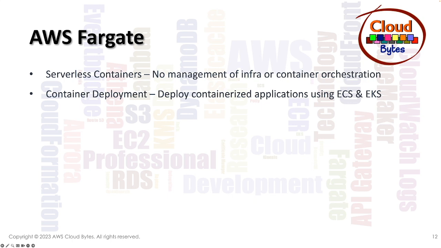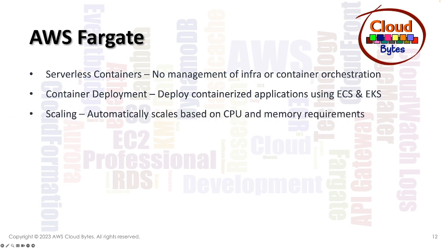Fargate allows you to define and deploy these containers using tools such as Amazon ECS, which is Elastic Container Service, and Amazon EKS, which is the Amazon version of Elastic Kubernetes Service. And we do have ECR, which is Elastic Container Registry. The repository is where you keep all these container images from which these containers are built.